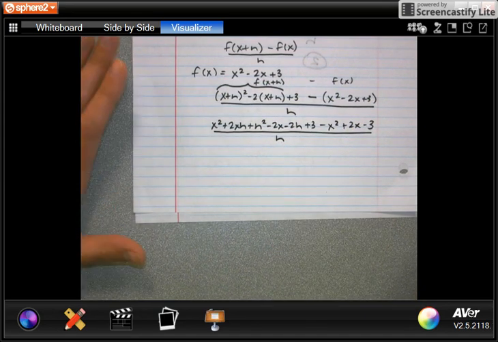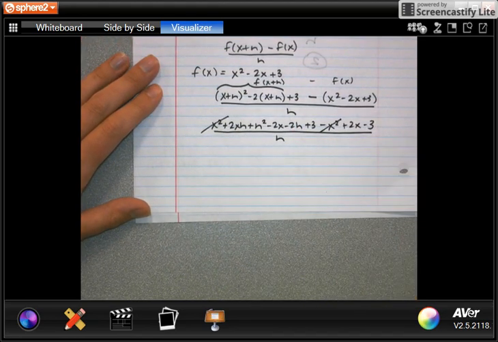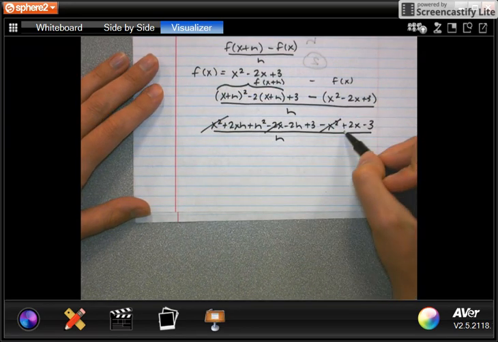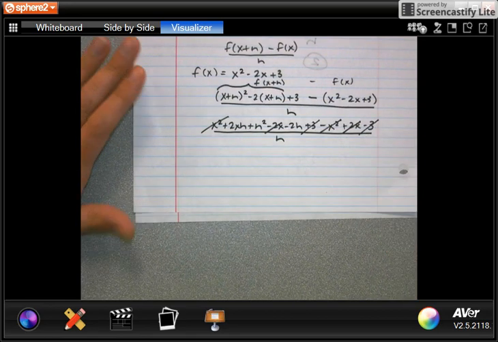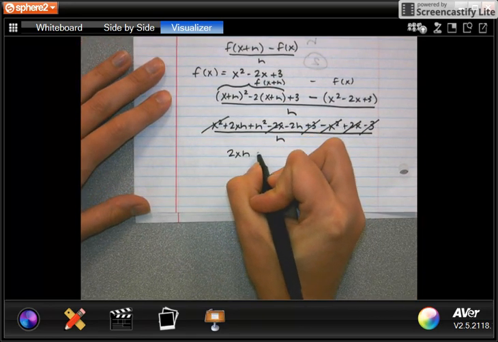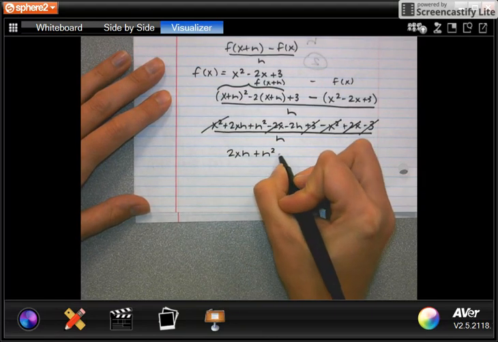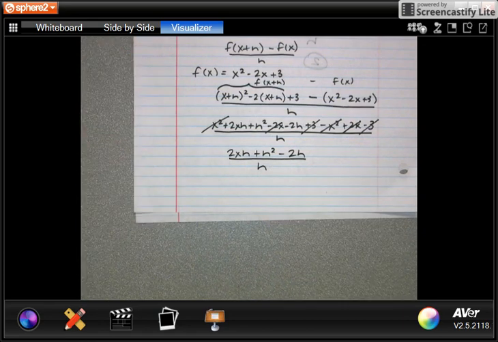And again, this is the step where everything without an h should cancel. So the x squareds will cancel. The negative 2x and the 2x will cancel. And then the 3 minus 3 will cancel. So what I'm left with here is 2xh plus h squared minus 2h all over h.